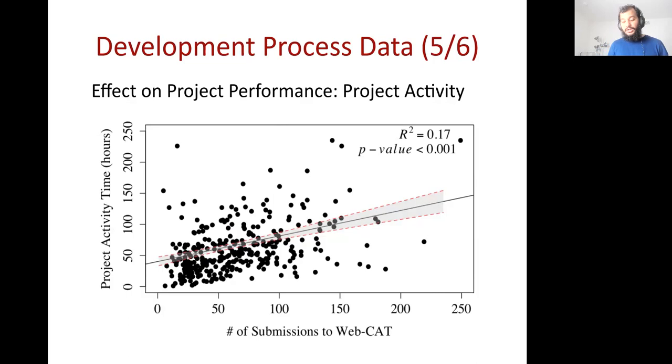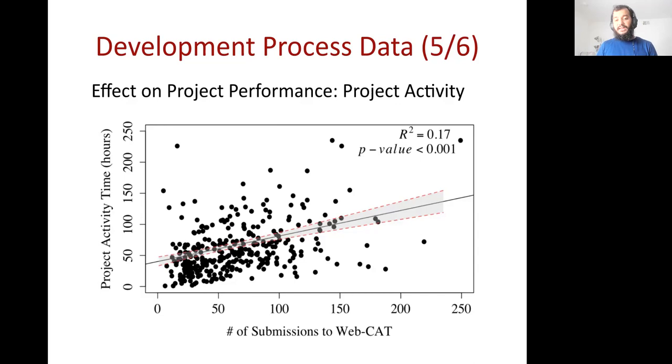Then we focused on the effect of different techniques on the time spent on projects. We found that the number of submissions to the WebCat autograder appears to have a positive correlation with the project activity time. We categorized the WebCat submissions into 2 groups. First, verifying new lines of code. The second, for bug investigation.